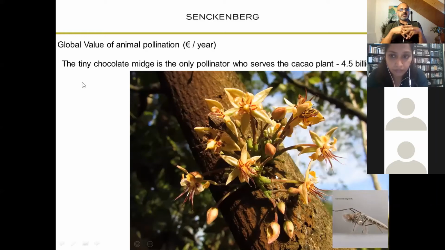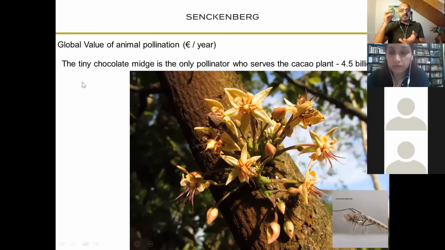And we have tremendously reduced the populations of this mosquito. No other insect can pollinate the cacao plant to give us chocolate. So if we keep on decreasing, and it has already decreased, we are now going towards artificial pollination methods that are more expensive.